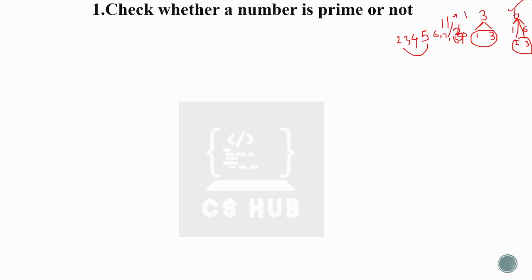Divide 11 by these numbers and check whether there is a remainder or not. If there is no remainder, I mean if 11 is divisible by any of these numbers, then that number is a factor of 11, so 11 is not a prime. But here we will get remainders when we divide 11 by all these numbers. So 11 is a prime number.